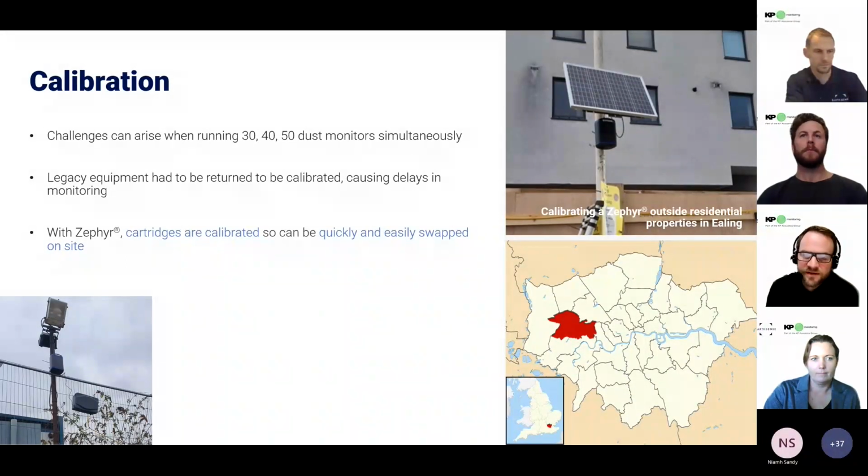Take our 40 plus Zephyrs, for example. If we were to lose one of them every 2 years for 3 weeks, that's 120 weeks of earning potential for us, over 2 years of potential lost income for a unit.